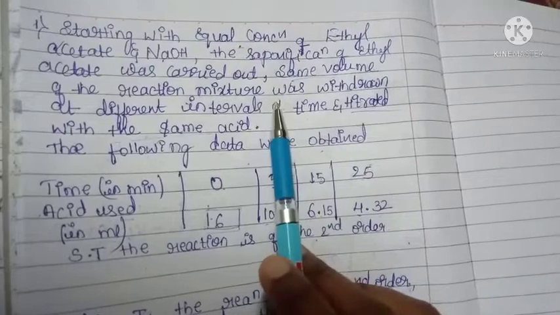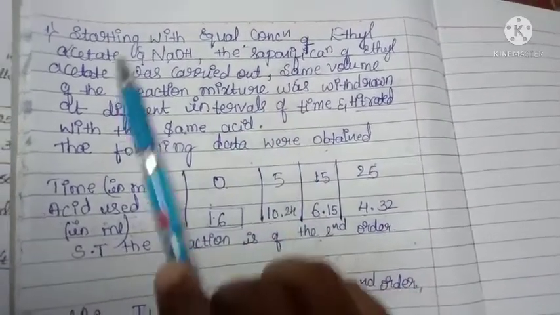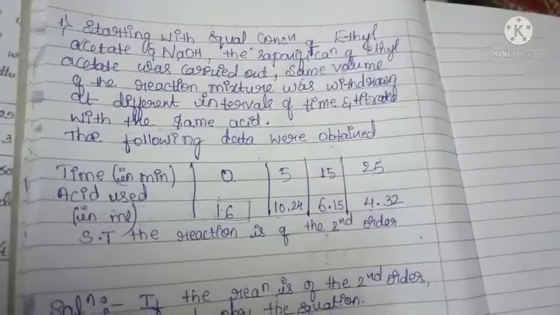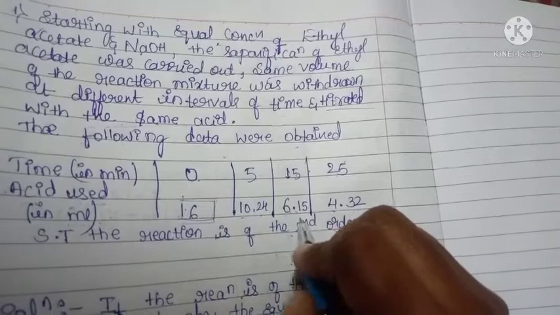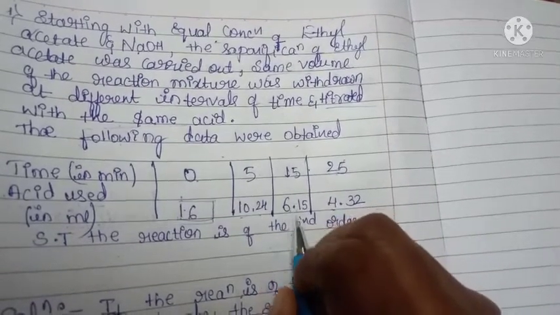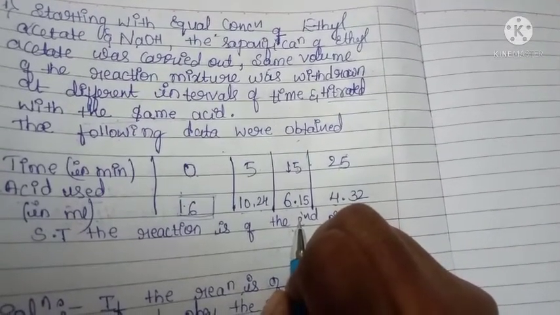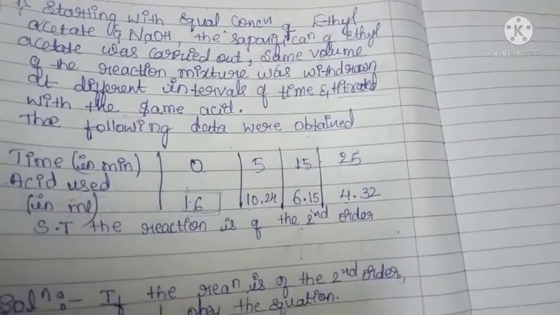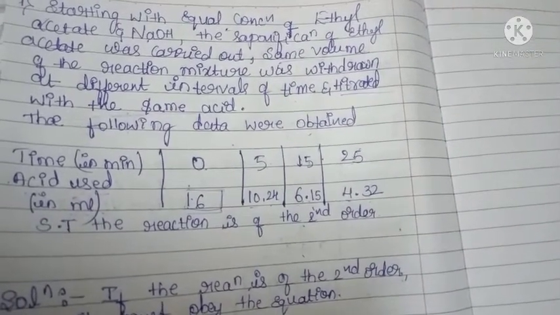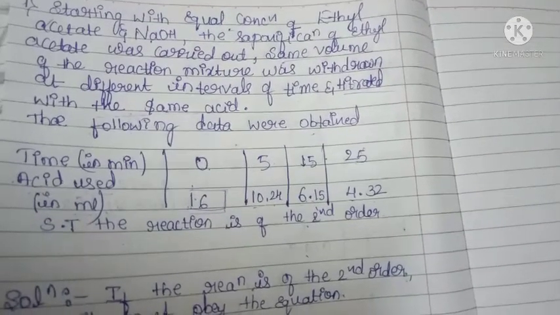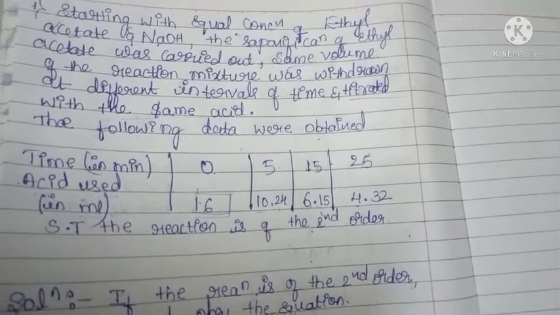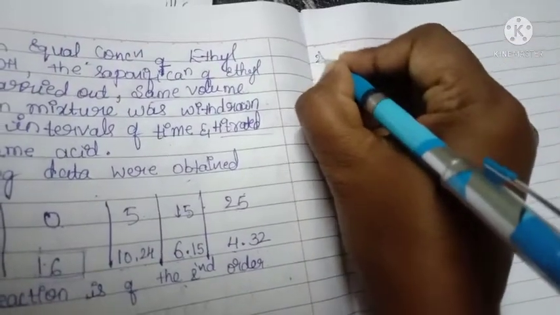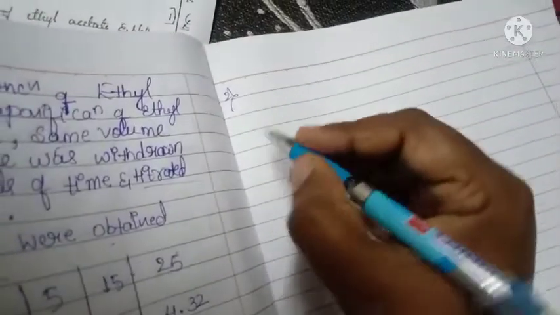Here you have to observe this. Using this same problem, I will give different time intervals and different acid volumes, and you have to calculate which obey the second order reaction and which do not. If it obeys the second order reaction, the K value should be nearly constant. For the second problem, you can send me the answer separately on WhatsApp.